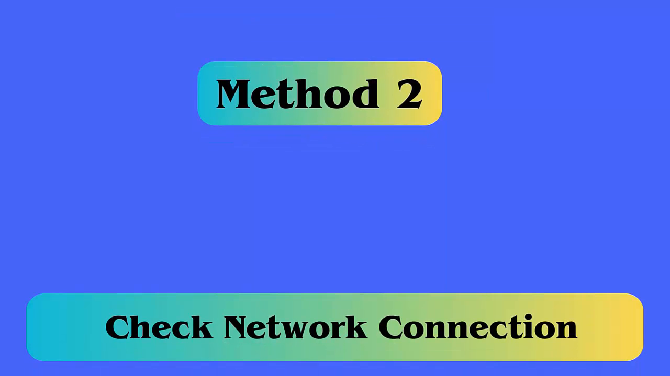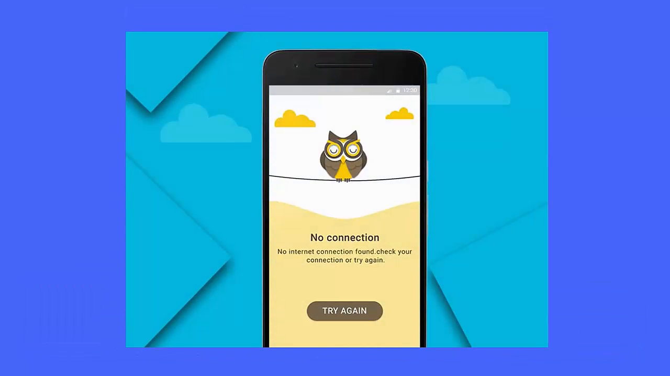Method 2. Check network connection. Safeway is an internet-based mobile app, so make sure you have a stable internet connection. Try to switch from Wi-Fi to mobile data or vice versa. This process will help to fix the issue due to poor internet.